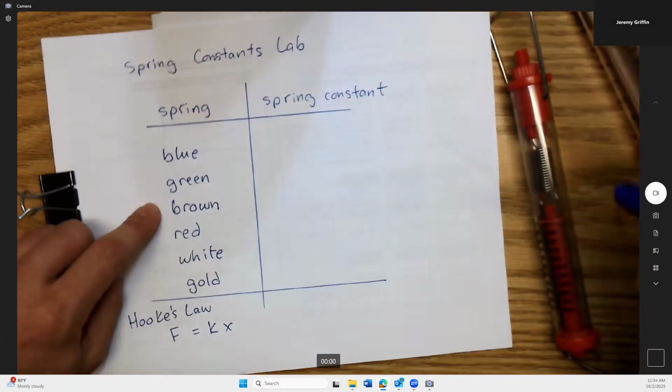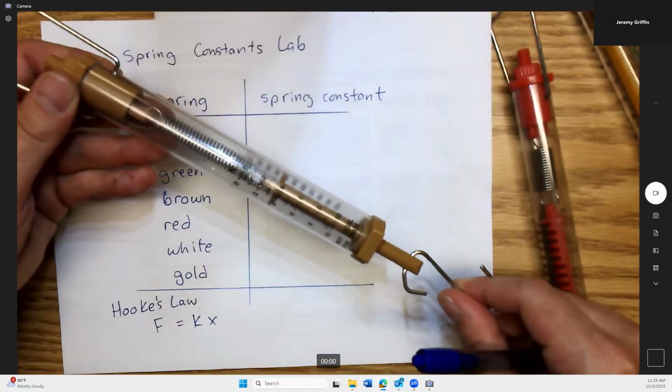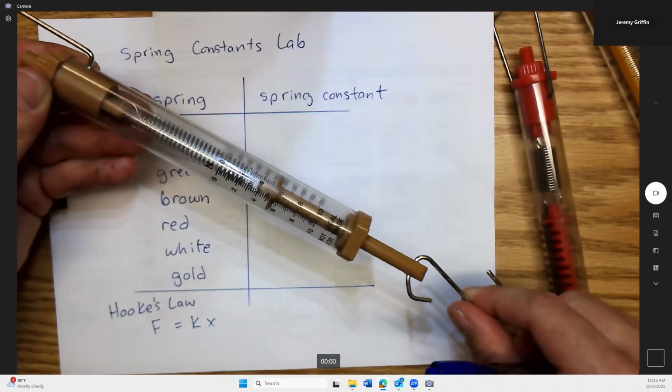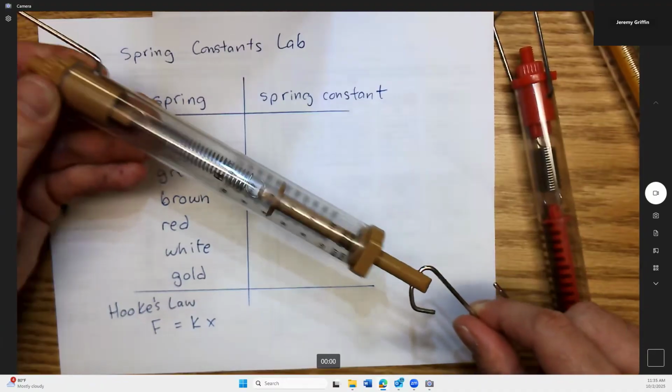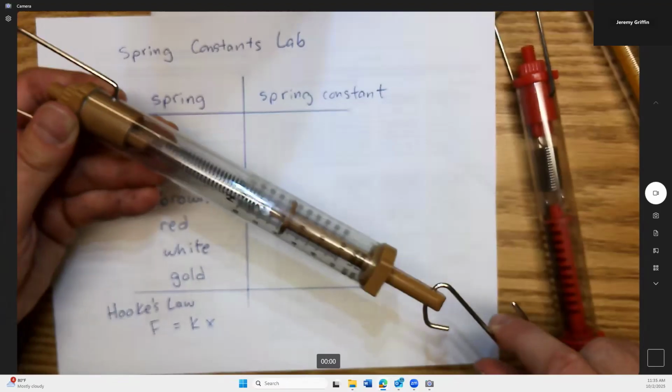Here, I'll do the Brown scale with you guys. Okay, so it stretches. Ooh, I feel it takes some force. In fact, the more force I put on it, the more it stretches. Or the more I want it to stretch, the more force I have to apply. What do you think of that?